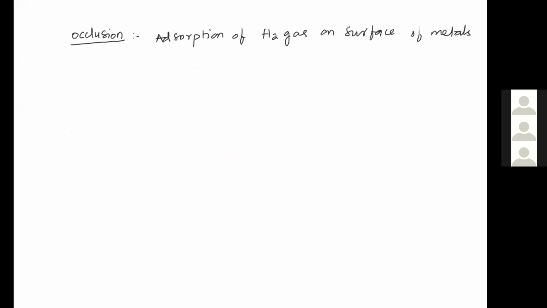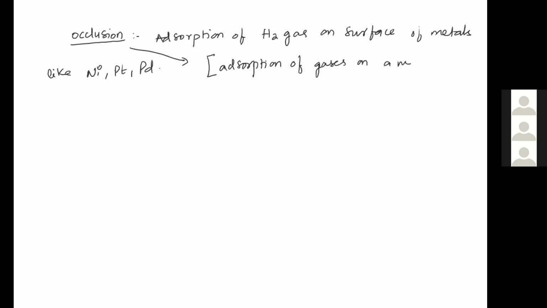Next we have occlusion. What is this? This is adsorption of H2 gas on the surface of metals. Like, if you remember, we did it in hydrocarbons, in addition reactions. This is called occlusion. It is used for adsorption of any gas on a metal surface. That's occlusion, a small term.